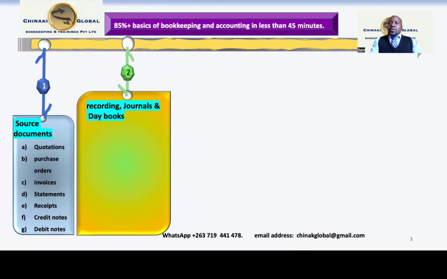After having the source documents, the next step that we want to look at is that we now need to record. Whenever we are recording our business transactions, first of all, we need to understand that we have what we call books of prime entry. Books of prime entry are the various books where we record our daily activities, which happen within our business, right? At the end of each and every day, we summarize the totals that we have recorded in the books of prime entry and complete what we call the general ledgers using the double entry, right?